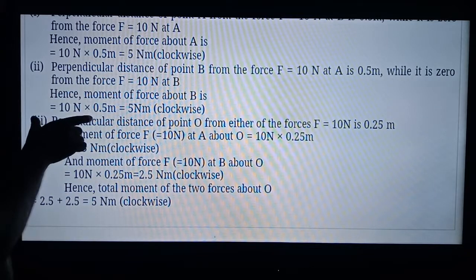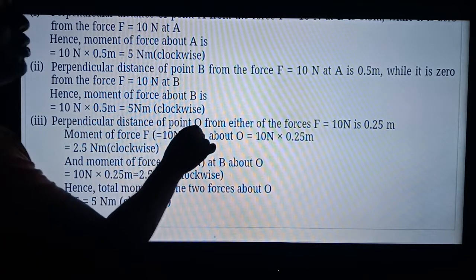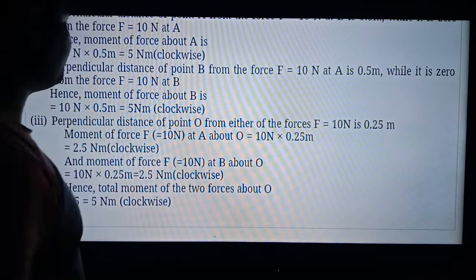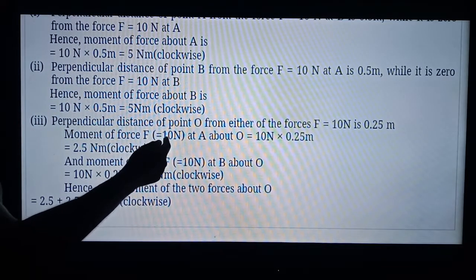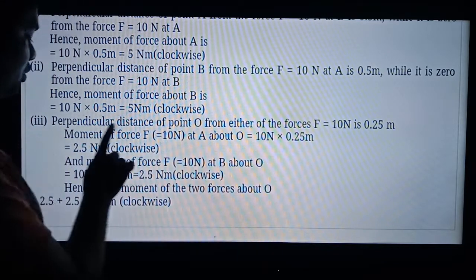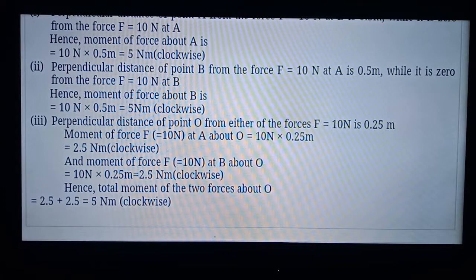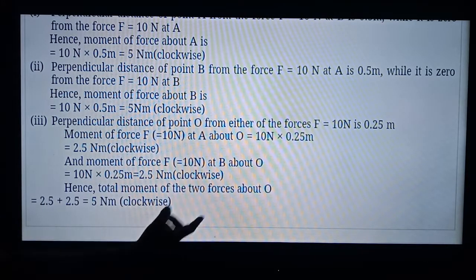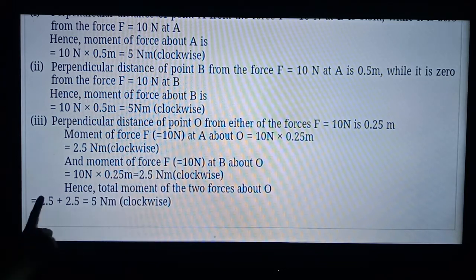Now perpendicular distance of point O from either of the forces F, that is 10 Newton, is 0.25 meter. So moment of force F 10 Newton at A about O, that is 10 into 0.25 meter, that is equal to 2.5 Newton meter. And similarly from B, that is also 2.5 Newton meter. So total moment of force, both are creating clockwise, that is 2.5 plus 2.5, that is 5 Newton meter.